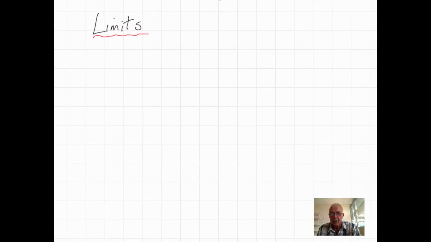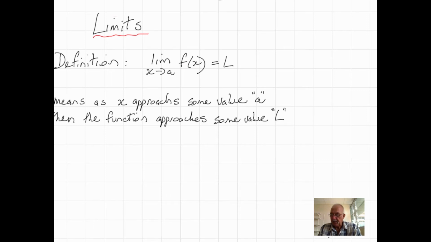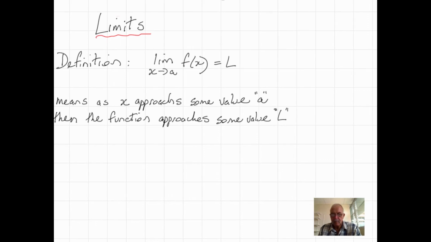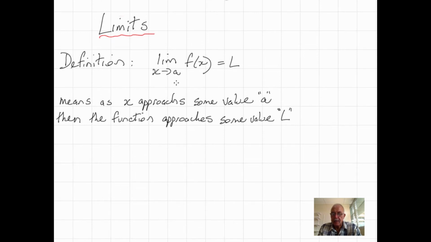Here we'll introduce the concept of a limit. What is a limit? And we'll work through a few examples. So, as a definition, the limit as x approaches some value a of some function equals L. What does that mean? It means that as x gets closer and closer to this value, the function approaches some value L. Okay, so it's simple as that.